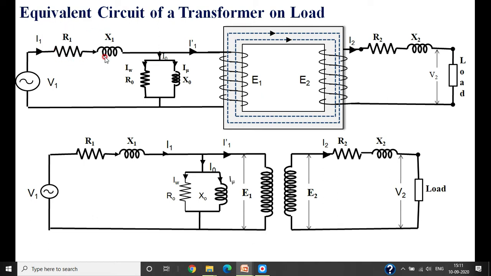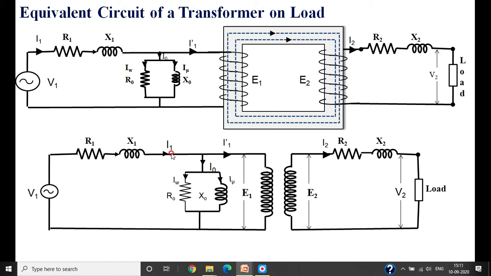Therefore, under load condition, one is this no load component, which you add with the help of R0 and X0. Under load conditions, you are adding R1 and X1 in the primary, and R2 and X2 in the secondary. Then it is the total equivalent circuit diagram of the transformer. Just see, we have added R1 and X1, this is the no load component you represented, and R2 and X2 is the secondary. The same thing can be drawn with the help of the circuit.